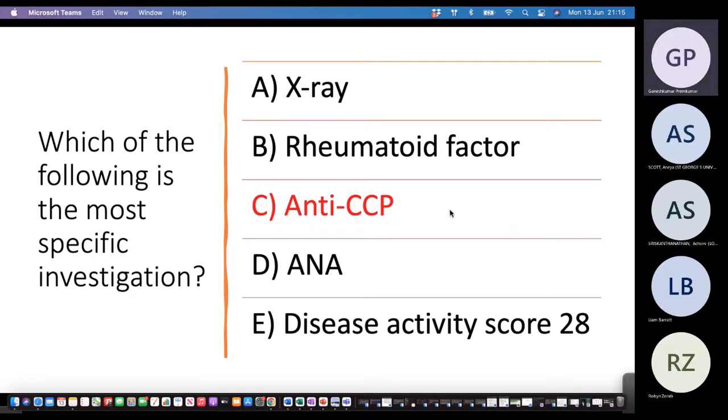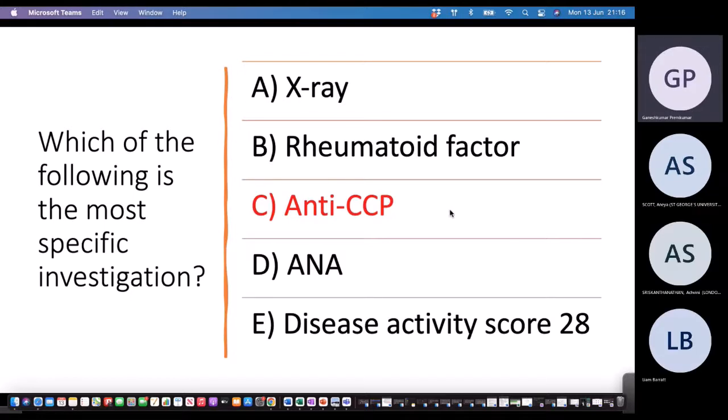A common one will be something called the DAS-28. It's the disease activity score, 28 because it's out of 28 points.